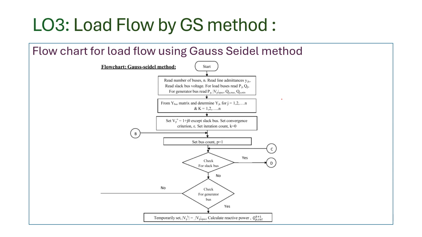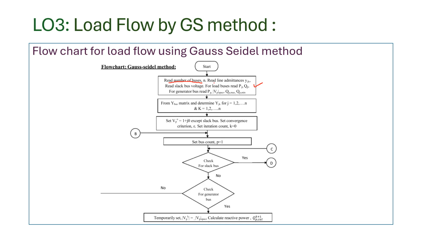So first, we have to get the input of our system. What all data we require for load flow analysis of the system is given here. We have to read how many buses are there in the system. In the previous example we have taken a 3 bus system. Then we have to read how many lines are there, what are the interconnections, and what are their impedances.